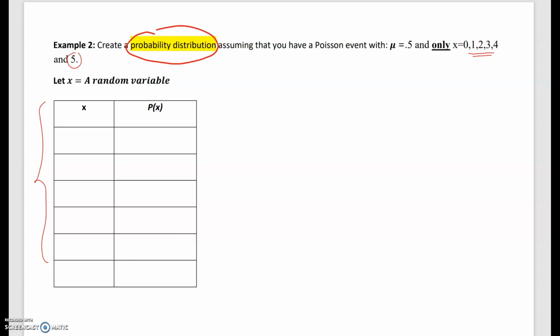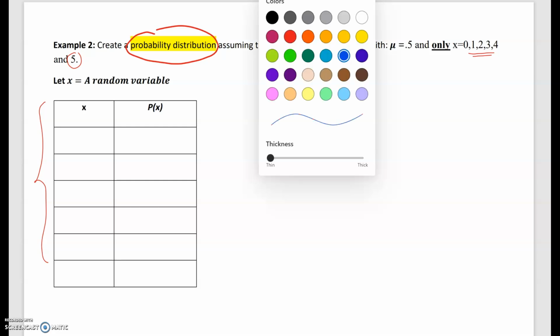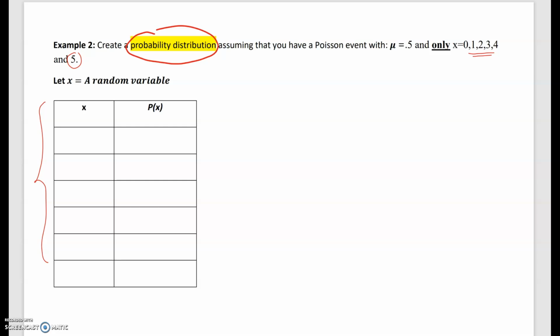And for any probability distribution, we would have to put in a title. So let me just put in a title, Poisson event. And then the first column is going to consist of your x's. So technically 0, 1, 2, 3, 4, and we're going to go all the way to 5. And then we're going to be evaluating each of these.